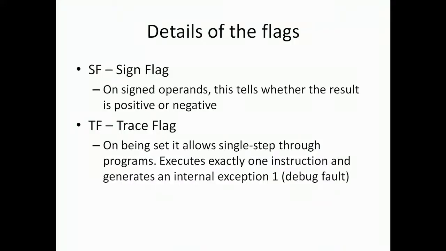There is a sign flag which tells whether the result of signed operands is positive or negative, and that is how we do compare. So how do you compare A and B? You subtract A and B. If the result is negative, A is less than B. If the result is 0, A is equal to B. If the result is positive, A is greater. So the sign flag is also very important.